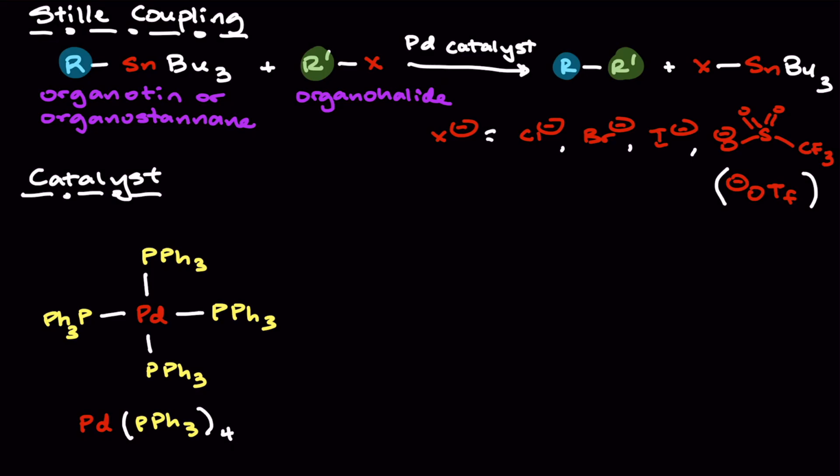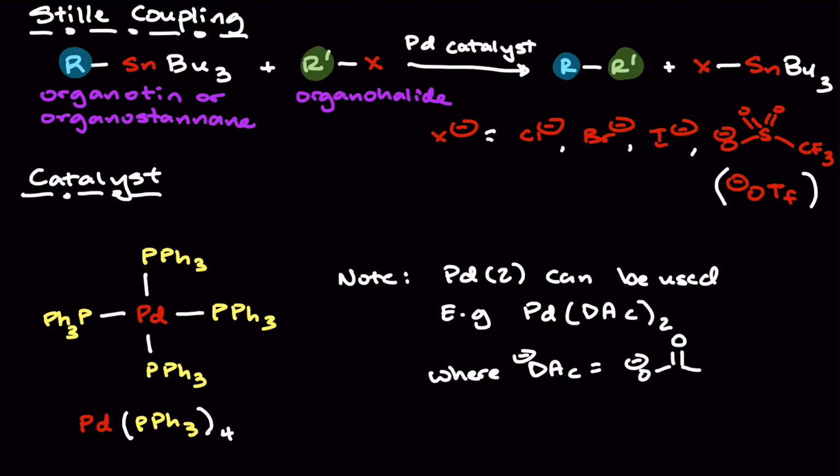The traditional catalyst used for a Stille coupling is your palladium 0 catalyst that has 4 triphenylphosphine ligands. Please note that sometimes palladium 2 catalysts are used. So for example, here is this palladium that has 2 acetate groups, which is a carboxylate group bound to the palladium. However, it is well believed that the active catalyst is still a palladium 0, so these ligands sort of come off the palladium, and then some L-type ligands come back onto the palladium.